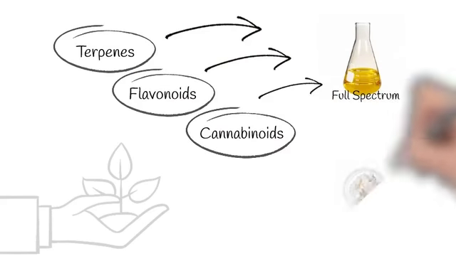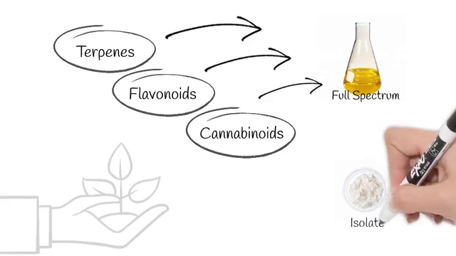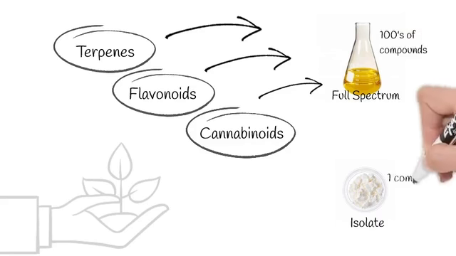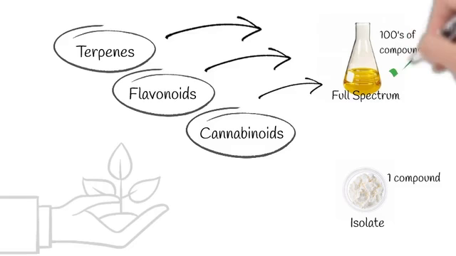Now we can compare this to what we just learned about isolate, which is isolated compound, and it's generally just a single compound. So remember, full spectrum will have hundreds of compounds, and an isolate generally just one. In my professional opinion, and what I've seen with hundreds of clients, hands down, the full spectrum oil is giving the results that people are looking for.